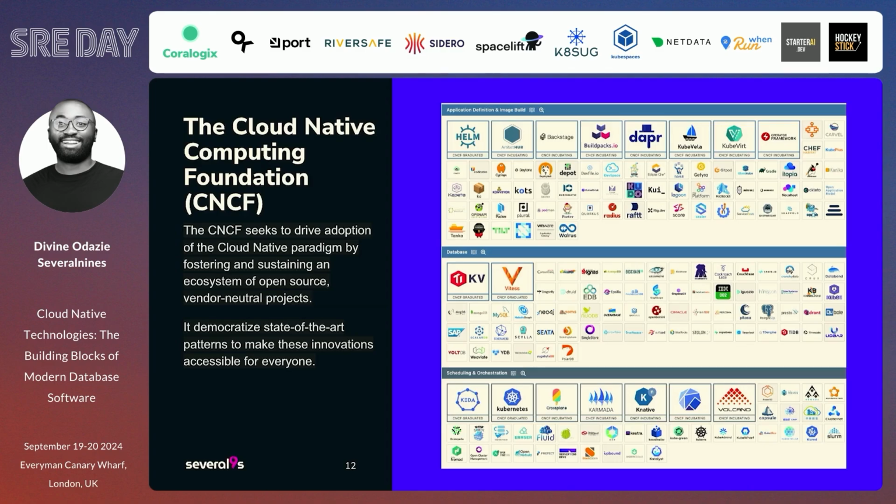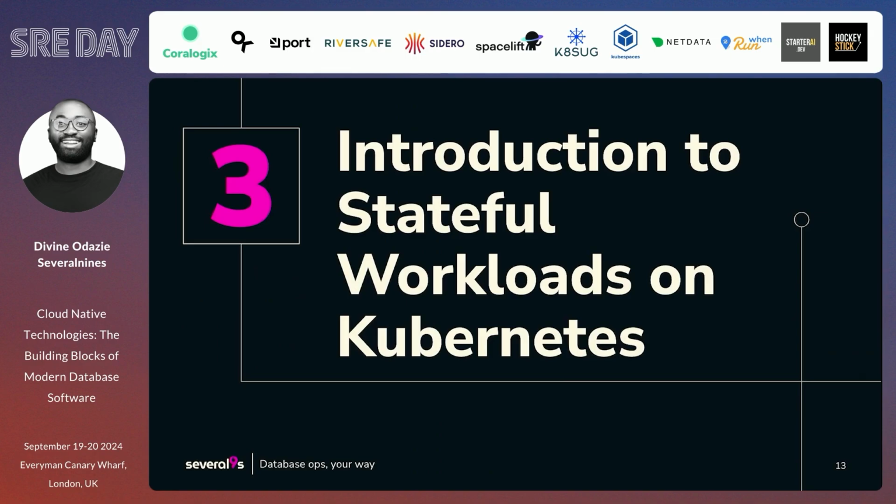So you can see there are several application definition and image build tools, right? So you choose what you want and what you need in order to deploy your application. So this is the power of open source, right? The essence of open source, not being tied down. Then to the main part of this talk, right?